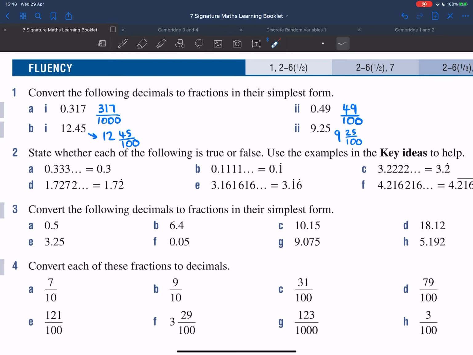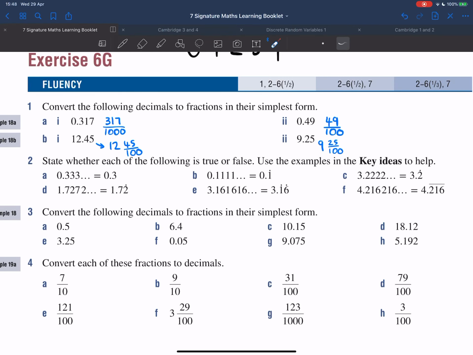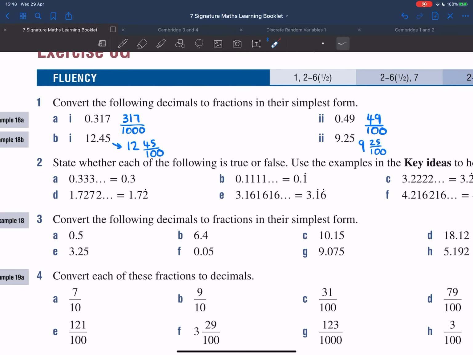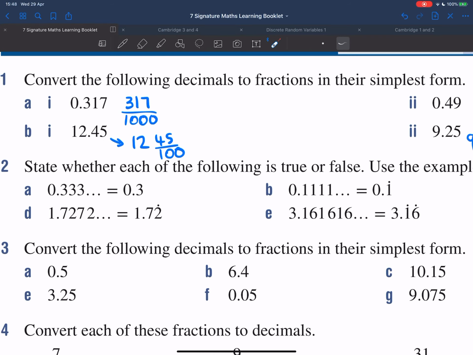I'm going to go ahead and do question 2. So question 2. State whether each of the following are true or false. Does 0.333 and these 3 dots here mean that the 333 keeps on going forever? Is that the same as this number? Well, no, because the 3 stops here. There's not another 3 and a 3. So what that means is the next number here would actually just be 0 and 0 and 0. So the answer for this question is false.